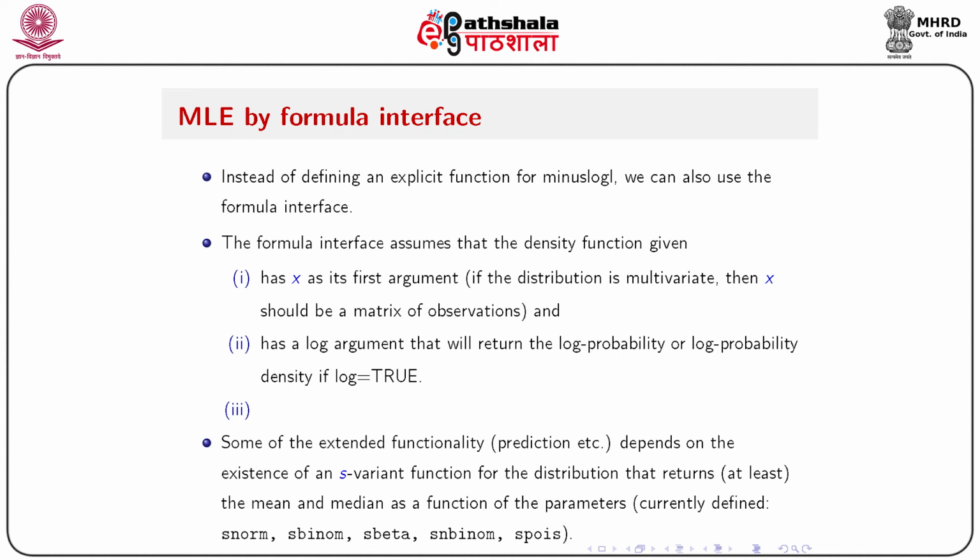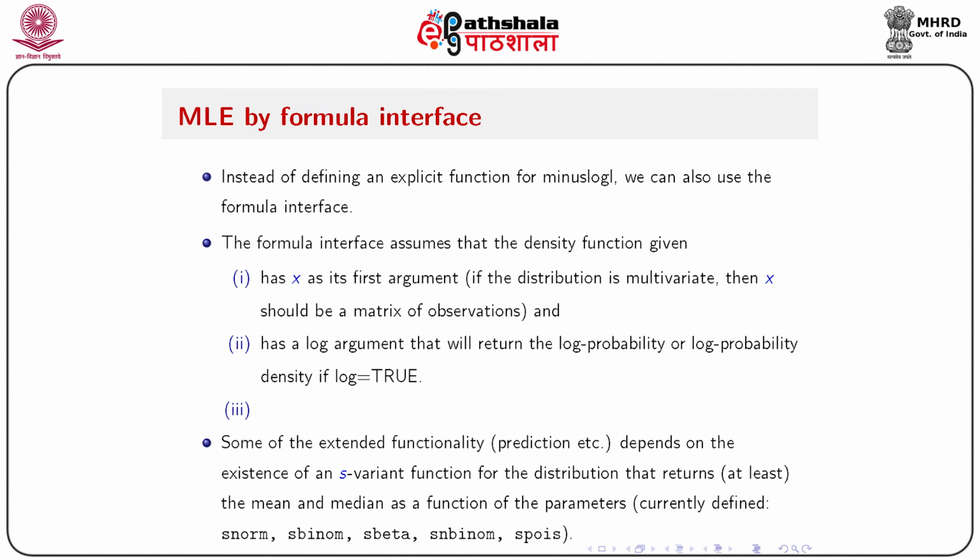Instead of defining an explicit function for minus log likelihood, we can also use the formula interface. The formula interface assumes that the density function given has x as its first argument. If the distribution is multivariate, then x should be a matrix of observations, and it has a log argument that will return the log probability, or log probability density, if log is true.